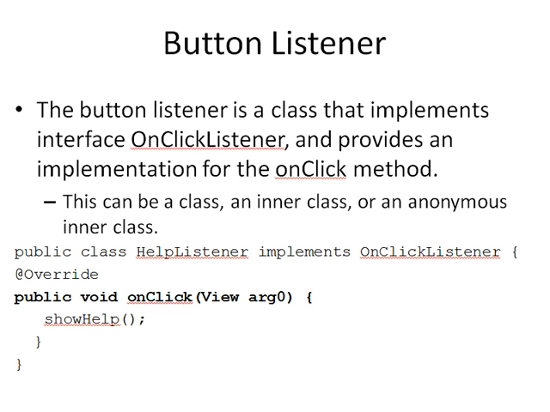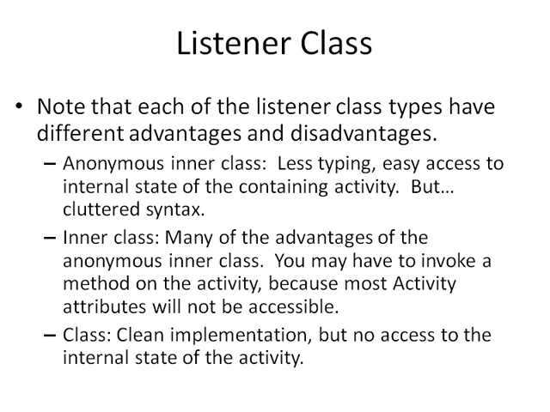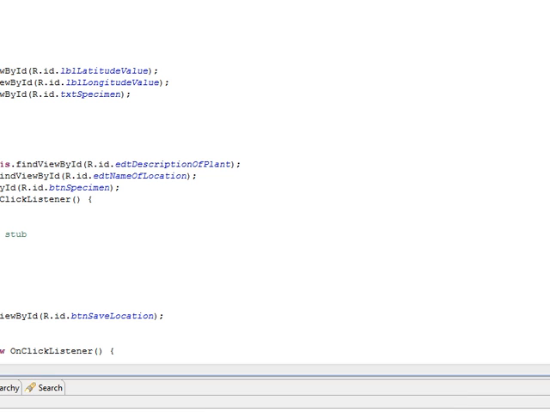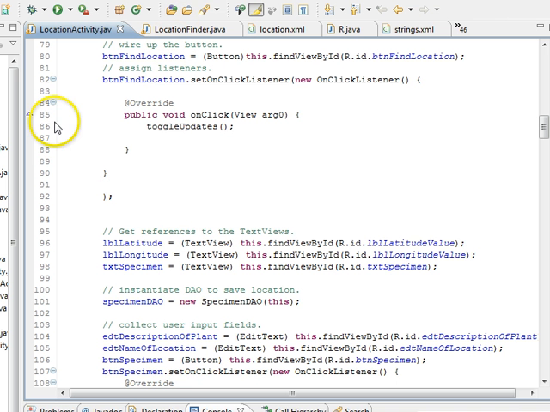Now, the real art here is how do we make the OnClickListener? There are 3 different options: an anonymous inner class, which is a lot less typing but confusing syntax. And then there's an inner class, and then there's a class, which is the easiest to visualize but requires the most typing as well. So I'm going to go to our example from yesterday.